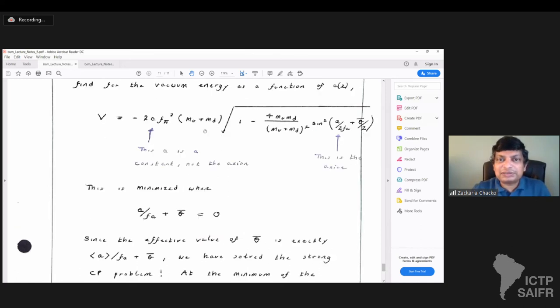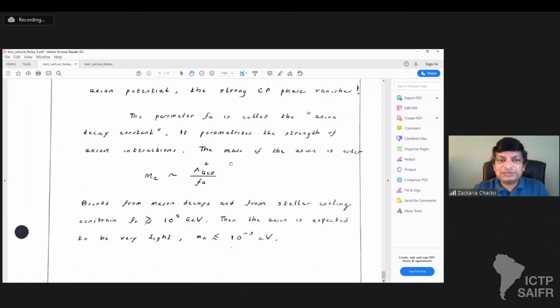So we know the potential for the axion. You can take two derivatives and find the mass of the axion. And you'll find the mass of the axion is lambda QCD squared over the axion decay constant, very schematically, ignoring all pi's and 2's. Now, there are very strong bounds on the axion decay constant from things like meson decays and stellar cooling. And so the constraint on FA is something like 10 raised to 9 GeV. And then if you take the estimate for the axion mass, you find that the axion mass is less than about 10 raised to minus 3 eV. So the axion is a very light particle. It's very light and very weakly coupled.